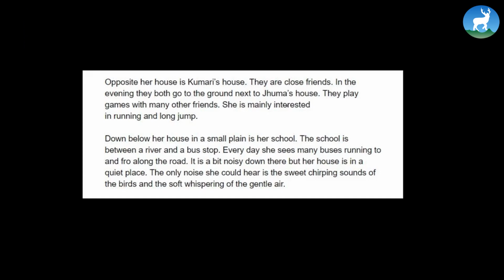Down below her house, in a small plain, is a school. The school is between a river and a bus stop. Every day, she sees many buses running to and fro along the road. It is a bit noisy down there, but her house is in a quiet place. The only noise she could hear is the sweet chirping sounds of the birds and the soft whispering of the gentle air. So this is the passage that just describes Juma's house and what she does. It usually describes beautiful locations.